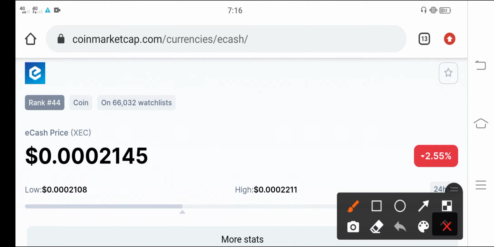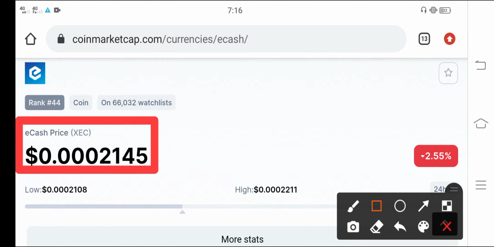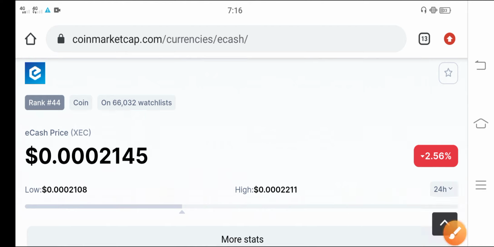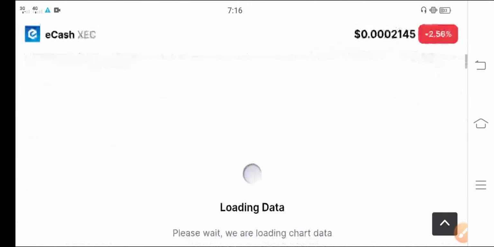Here, guys, if we talk about the right now price of Ecash XEC coin, it is 0.0002145 USD dollar. And furthermore, you can see a negative 2.55% change in the XEC coin, guys. The change is going very negative, guys. But you know what, guys, I believe that this change is temporary.